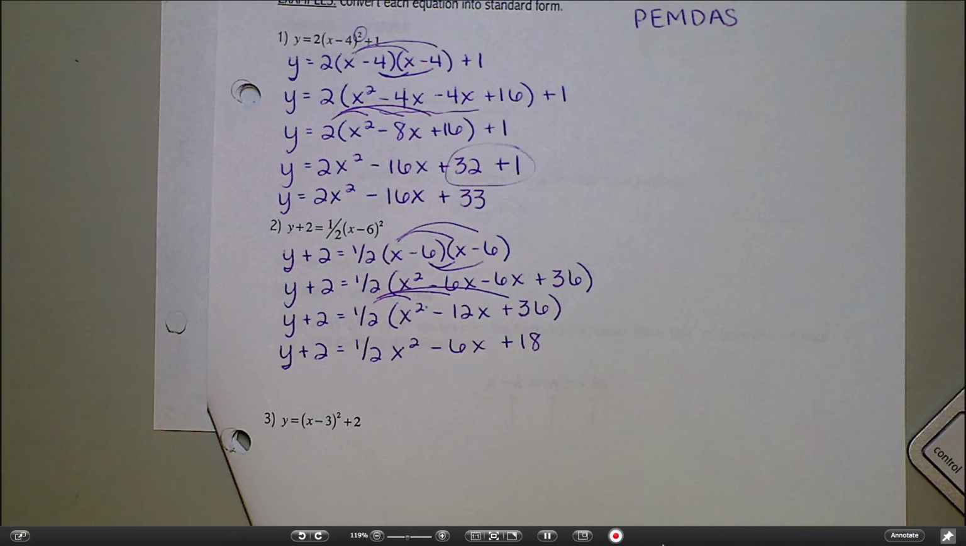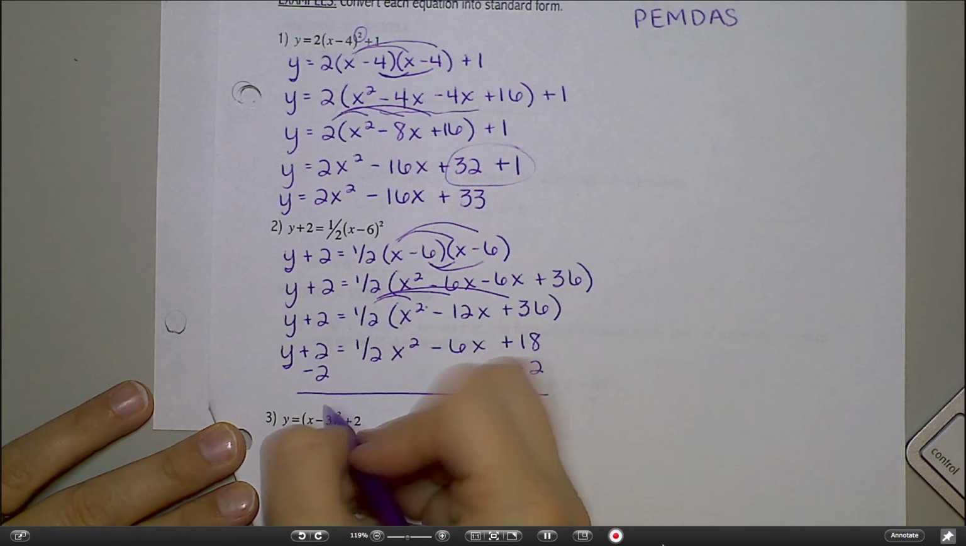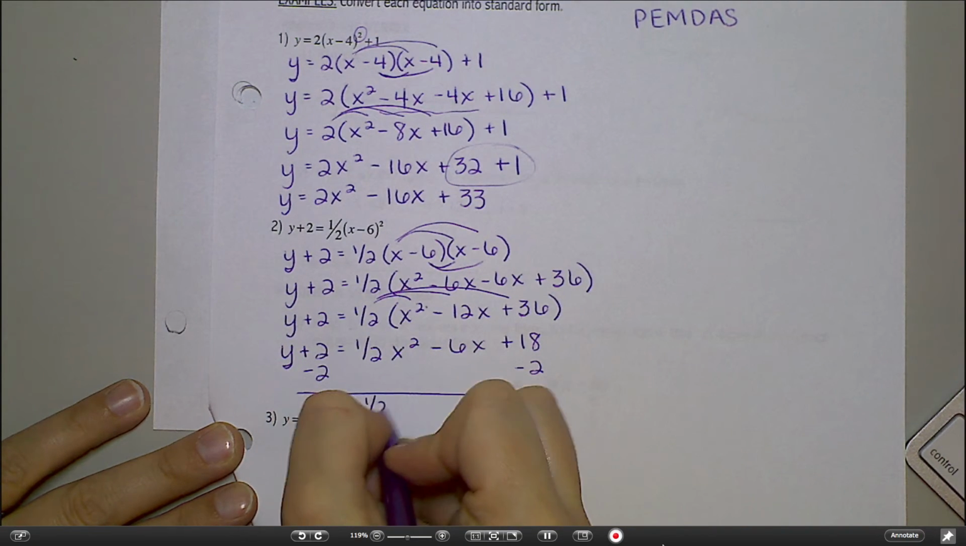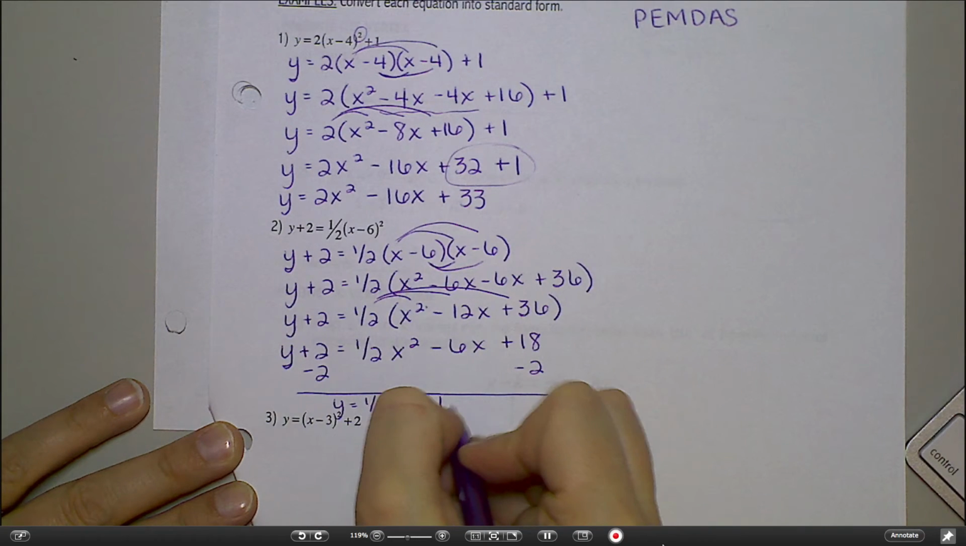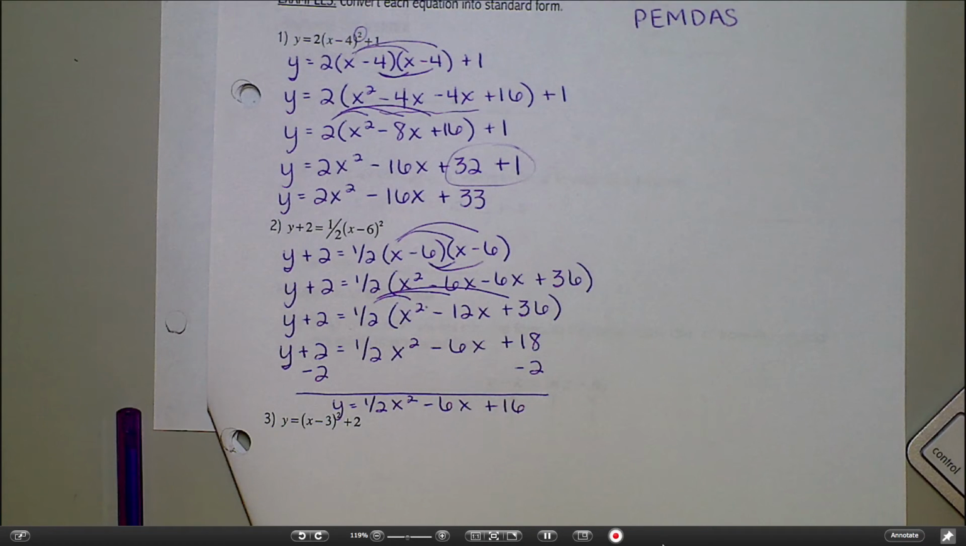Now this one's a little bit different at the end because notice that extra number's not hanging out here. Eric, what do I do? You have to subtract the 2. So I end up with y equals 1/2 x squared minus 6x plus 16. And now I'm in standard form. So when I ask you to put something in standard form, there's no trick. There's no formula. It's just working it out and simplifying it. That's all you have to do.